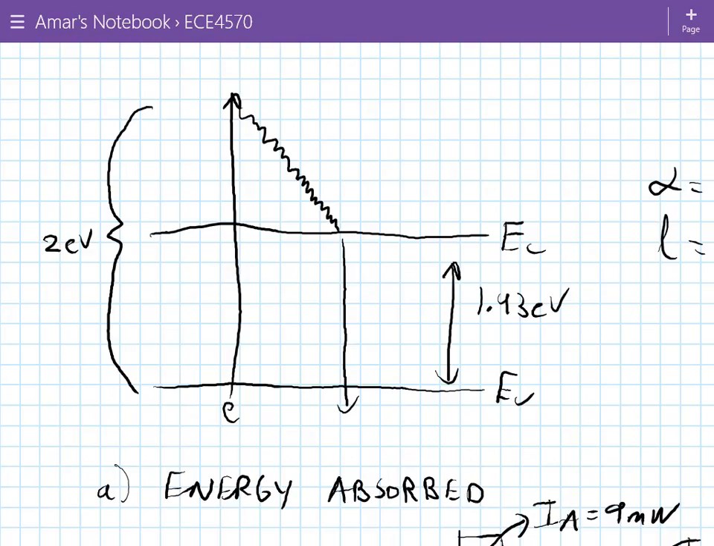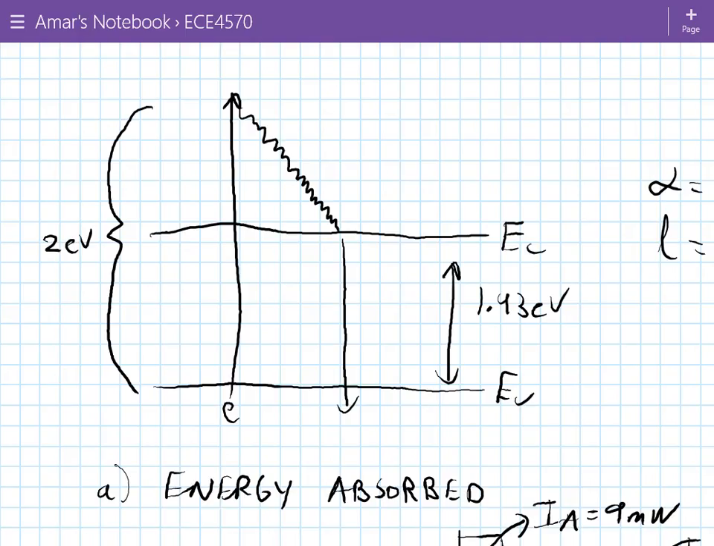So think of this in terms of energy. Each electron absorbs 2 electron volts of energy. One photon goes in there, the electron absorbs that photon, it gains 2 electron volts of energy. And then how much of the energy is being lost, converted to heat? 0.57. That's correct. It's 2 electron volts minus 1.43, right?